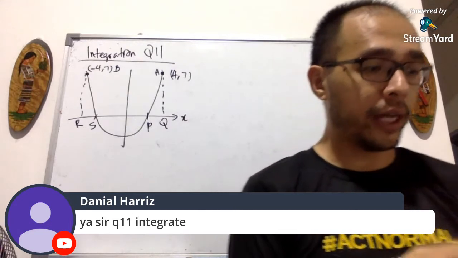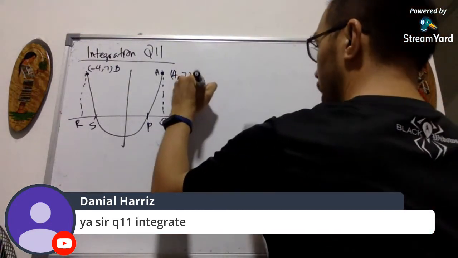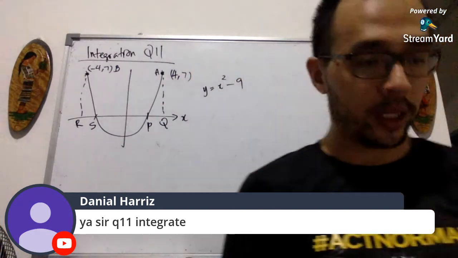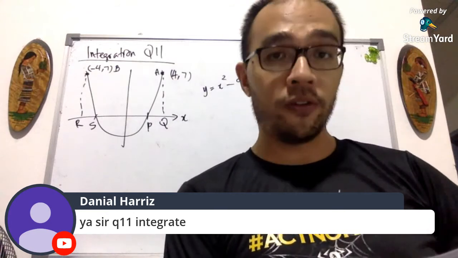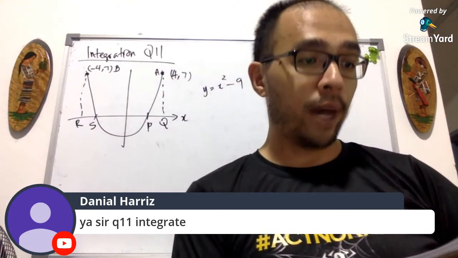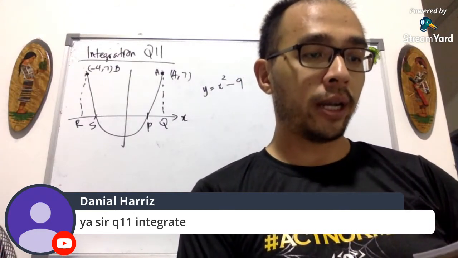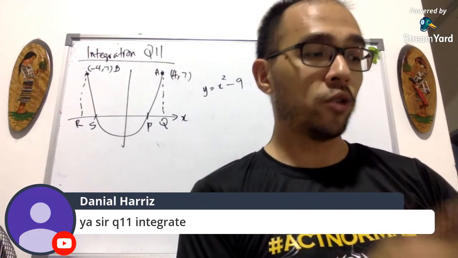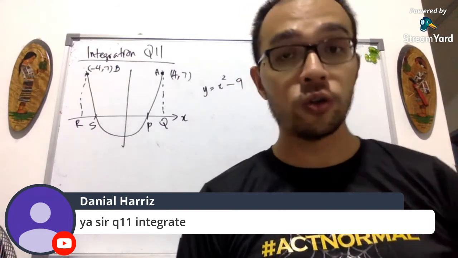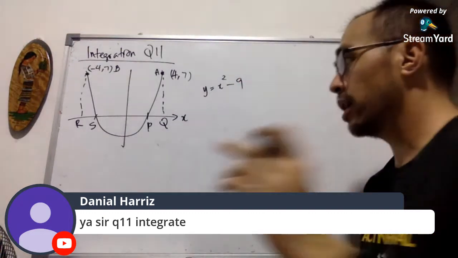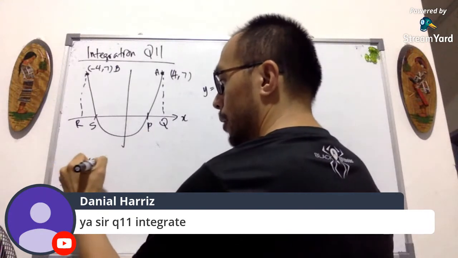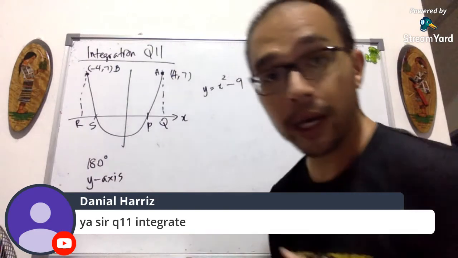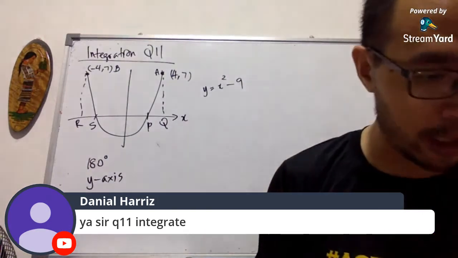The curve is given as y equals x squared minus 9. Then the question is, calculate the volume of revolution in terms of pi when the region bounded by the curve and the x-axis is rotated 180 degrees about the y-axis. So there are a few things. It's rotated 180 degrees and then about the y-axis. That is the volume of rotation.